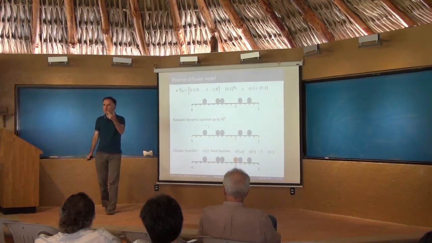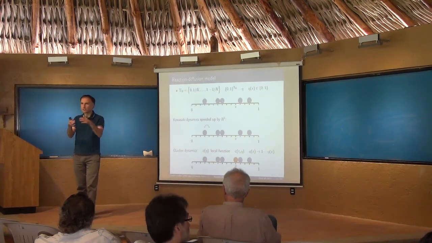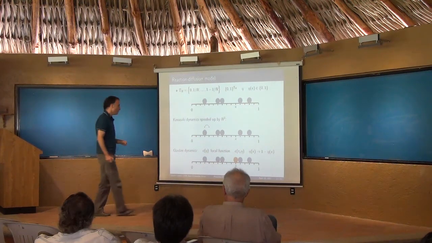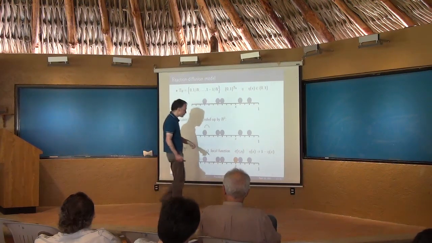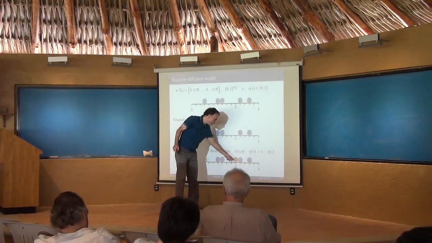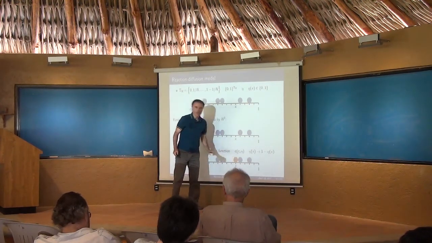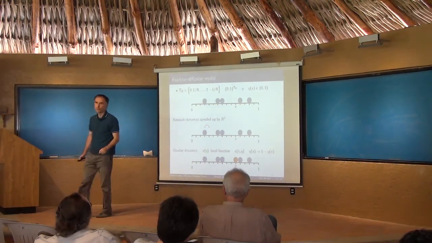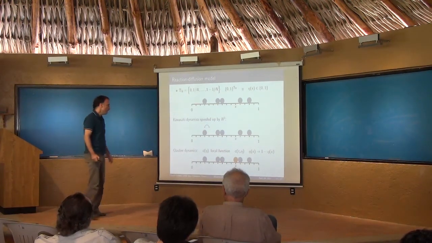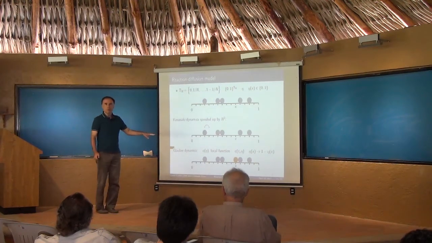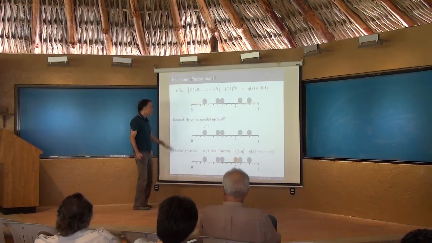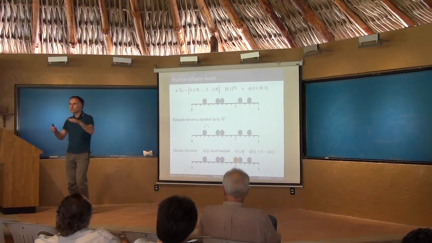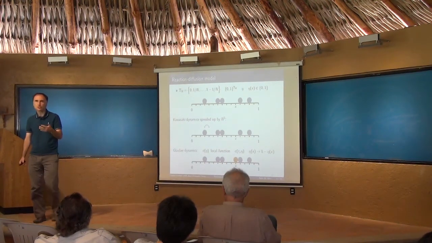And with that rate, which depends on the configuration, you will flip the site at x. So if there is no particle at x, you will create one at that rate. And if there is a particle, you'll just remove that particle from your system. So this one is non-conservative, but it has not been sped up by n squared. Okay, so this is the stochastic dynamics that you are considering.